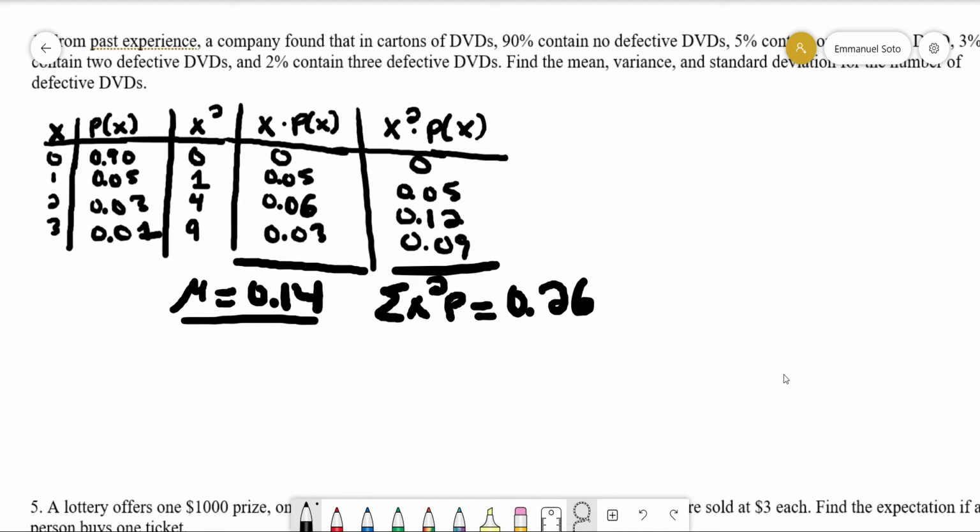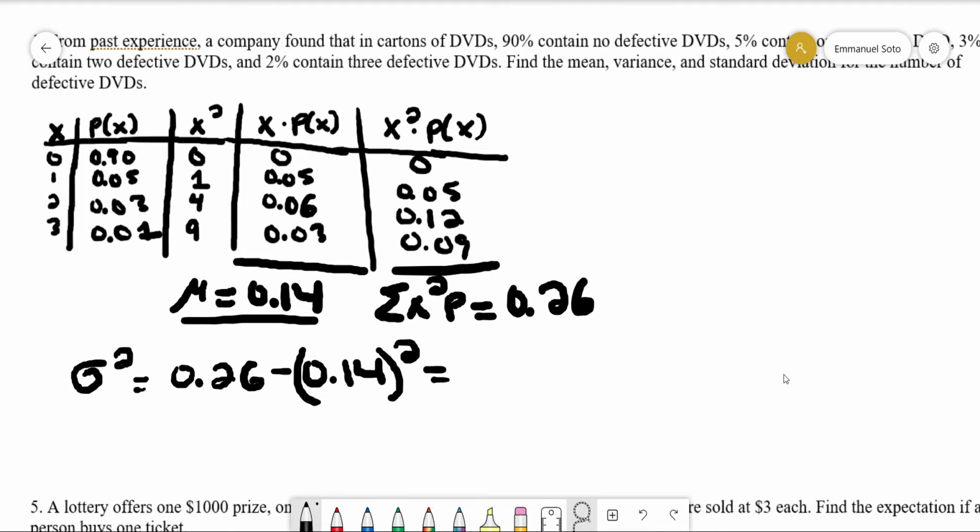We need the variance, so we have to do sigma squared equals this, 0.26, minus the mean squared. We have to do that on the calculator. So we get approximately 0.24, because of the 0.14. Okay, so yeah, that's right.